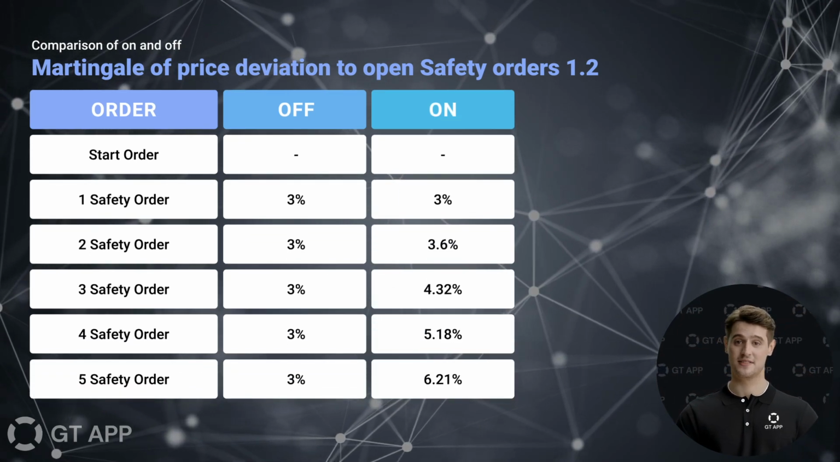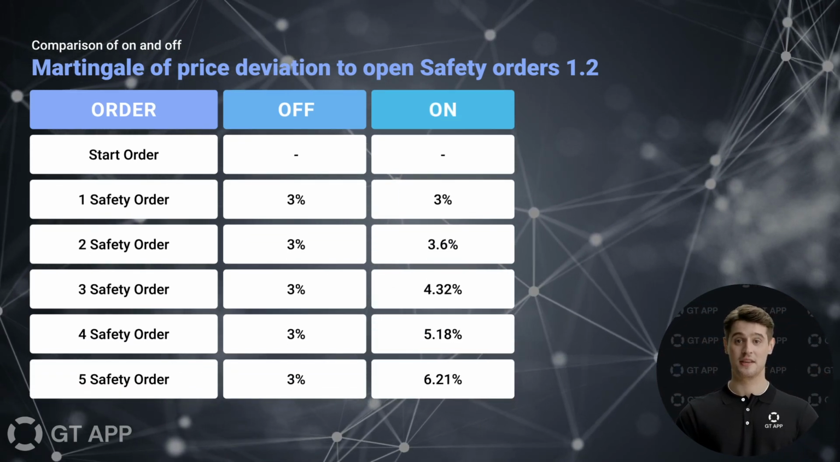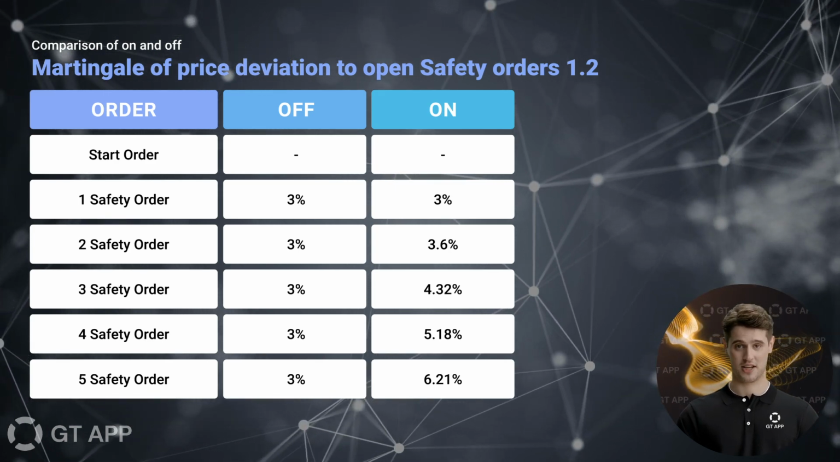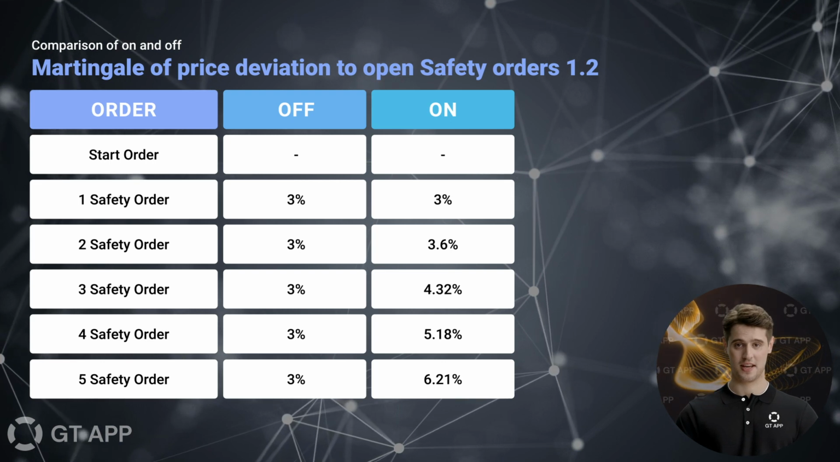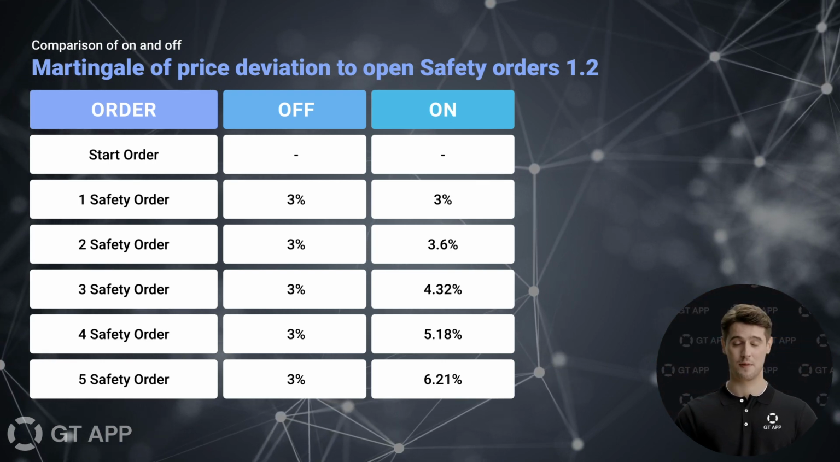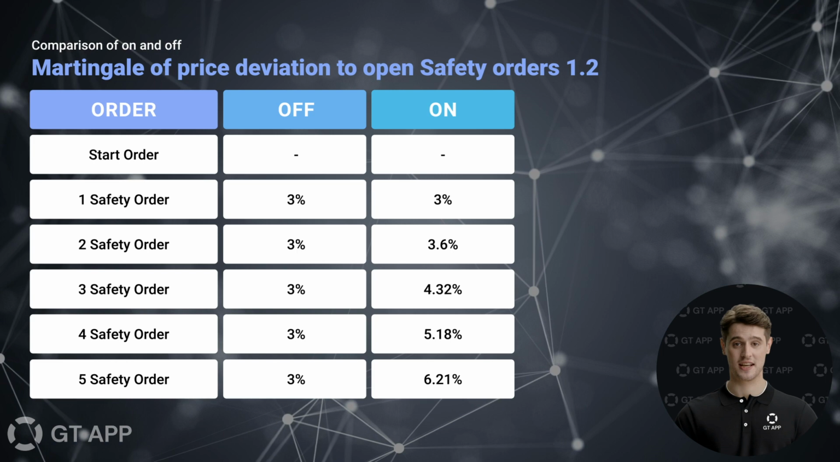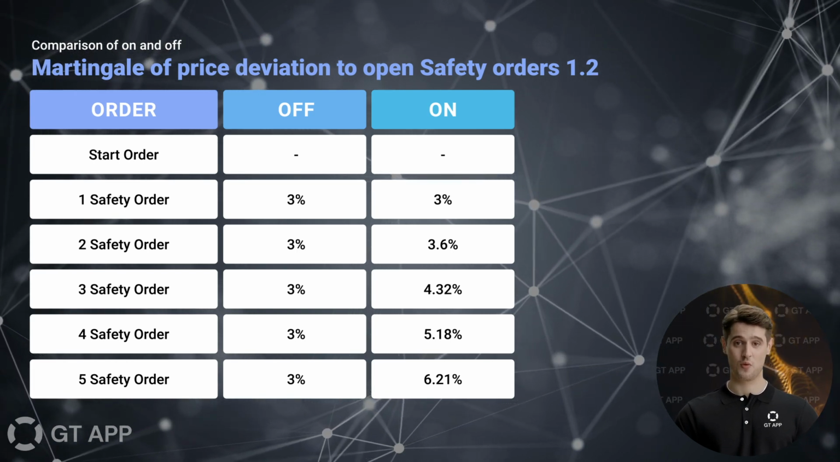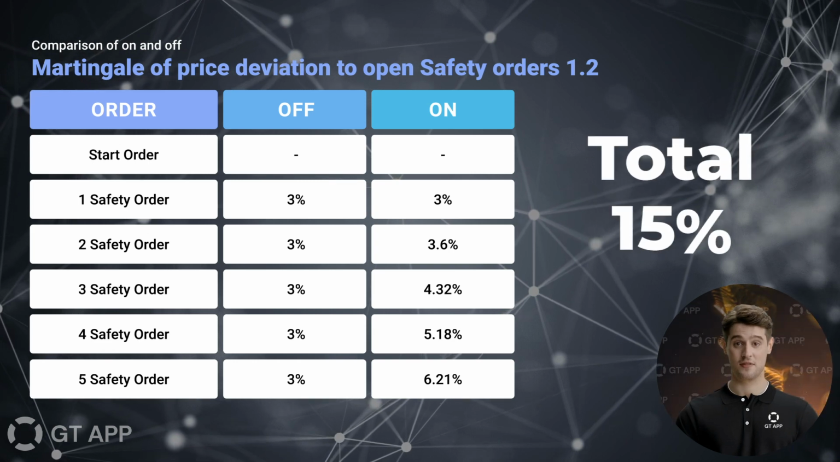In your bot settings, the starting order is $100, and you have 5 hedging orders with a step of 3%, while the Martingale Hedging Order Step is disabled. In this case, your first hedging order will trigger at a price deviation of 3% against your strategy, the second at 6%, the third at 9%, the fourth at 12%, and the fifth at 15%.